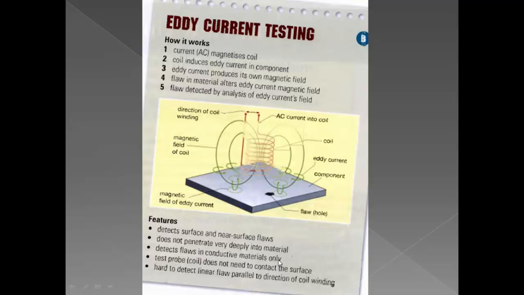It detects flaws in conductive materials only. The test probe does not need to contact the surface, so you will not contact the surface of the material, only from the side. It is hard to detect linear flaws parallel to the direction of coil winding. So parallel to the coil winding, you can see these sides, and they will analyze only. Okay, the second type is over.